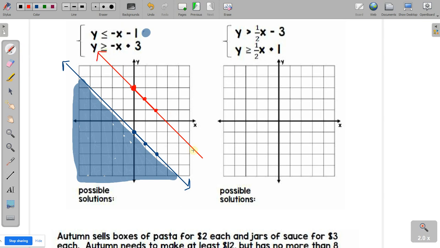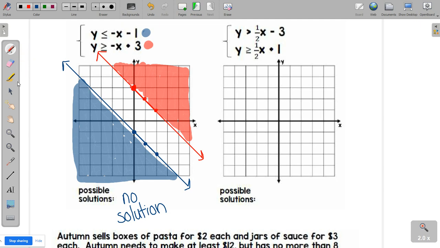And then we are going to shade. Our shading, let's see. It is greater than, so we're going to shade above. So here, do we have any overlap of our two regions? No, we don't. So here, it's a no solution. There has to be overlap of the two shaded regions.